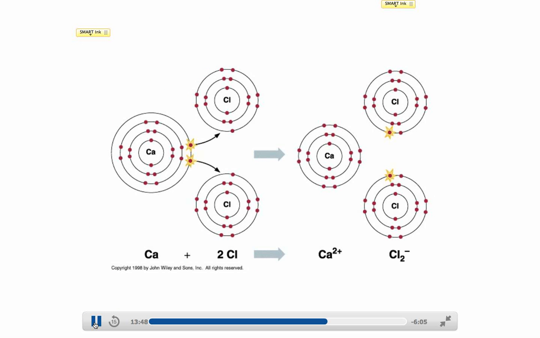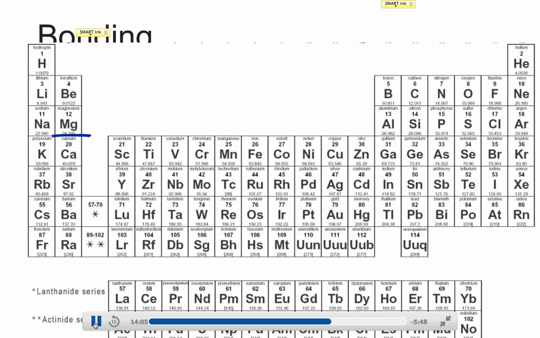Before we talk about other ways, let's look at some other examples. We don't have to have a one-to-one transfer either. Notice this chlorine has 7 valence electrons. So when it tries to bond to calcium, if we go back to our periodic table, calcium is right here. It is in group 2. It has 2 valence electrons. So if it forms a bond, especially an ionic bond, it is very likely to lose 2 electrons.